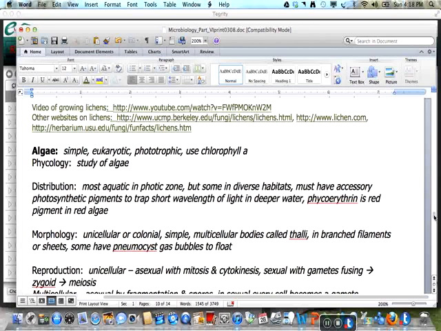The algae are simple eukaryotic phototrophs which use chlorophyll A. Phycology is the study of algae. Most live in aquatic photic zones where light is available. Others who live in diverse habitats have accessory photosynthetic pigments to trap short wavelength light in deeper water. Phycoerythrin is a red pigment found in the red algae.